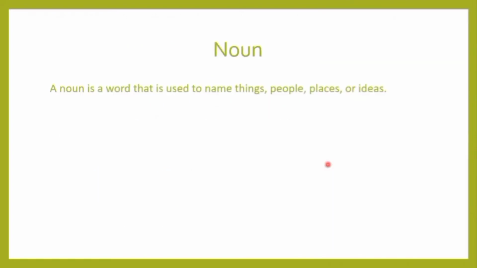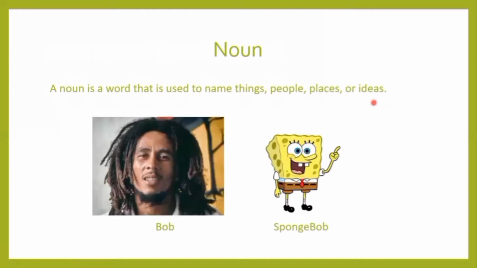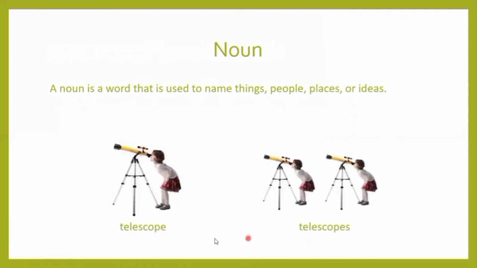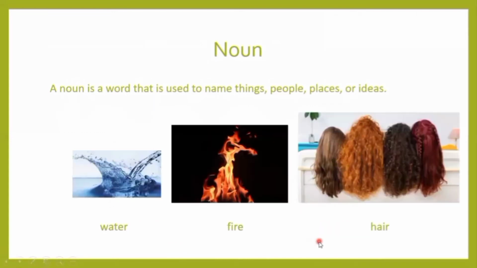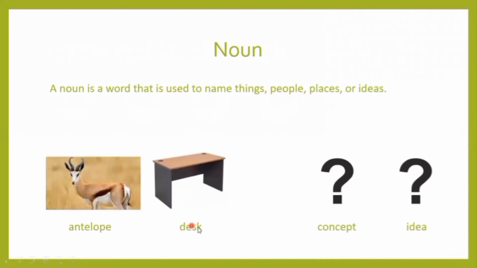Alright, first of all, noun. A noun is a word that is used to name things, people, places, and ideas. They can be proper nouns or names like Pop or SpongeBob. They can be singular or plural like telescope or telescopes, or even uncountable like water, fire, and hair. They can be concrete such as antelope and desk, or abstract like concept or idea.